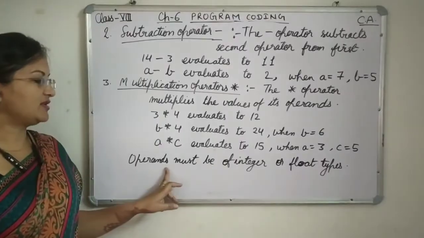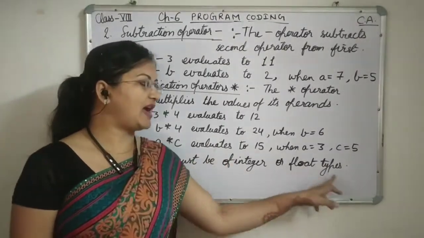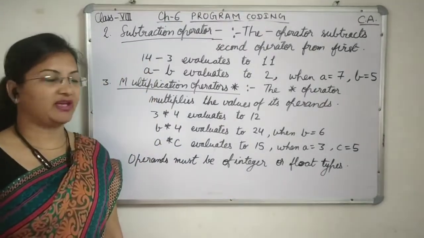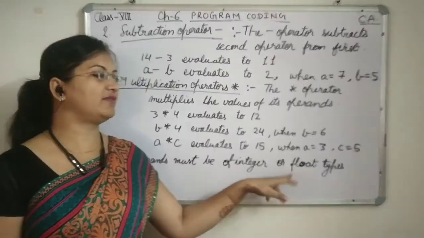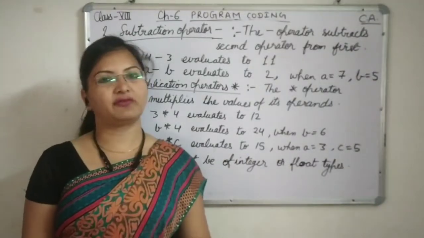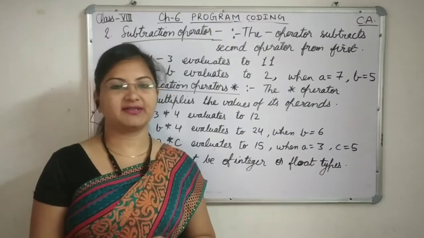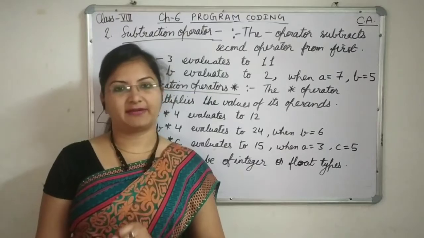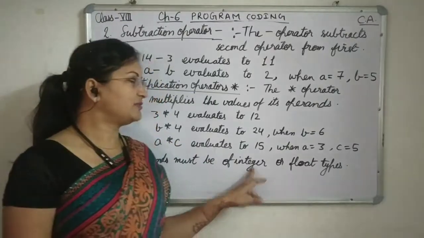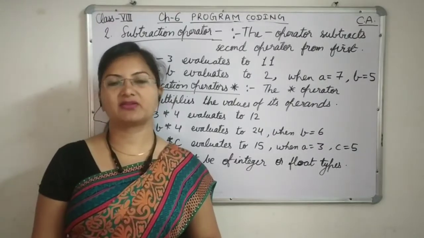So here students, the multiplication operator will apply on integer and float types only, not on character and string. Got it? We have studied 4 data types: integer, float, string and char. So this multiplication will apply on integer and float only. We cannot multiply characters or strings.